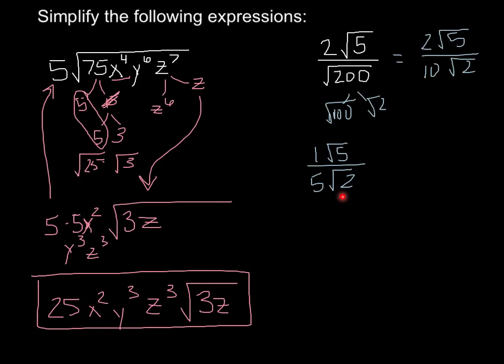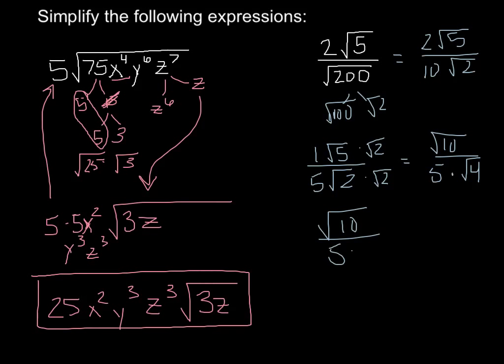So what I'm going to do as a result is multiply the top and the bottom by the square root in the denominator. That gives me square root of 10 on top, and that gives me 5 times the square root of 4 on the bottom. That gives me the square root of 10 over 5 times 2. So the square root of 10 over 10 ends up being my final answer.